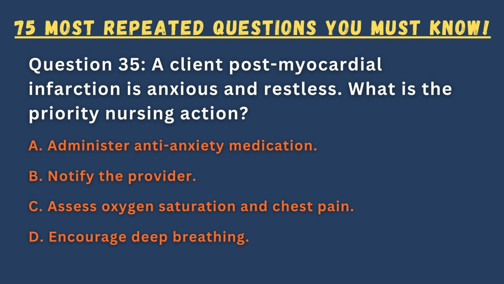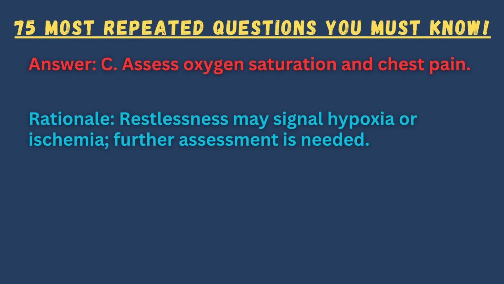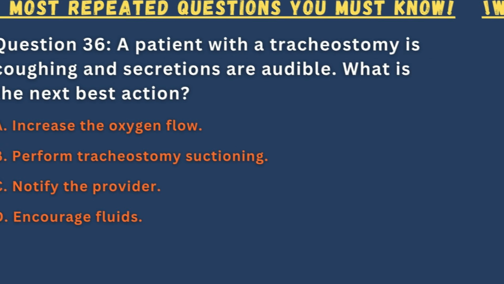Question 35. A client post-myocardial infarction is anxious and restless. What is the priority nursing action? A. Administer anti-anxiety medication. B. Notify the provider. C. Assess oxygen saturation and chest pain. D. Encourage deep breathing. Answer: C. Assess oxygen saturation and chest pain. Rationale: Restlessness may signal hypoxia or ischemia. Further assessment is needed.